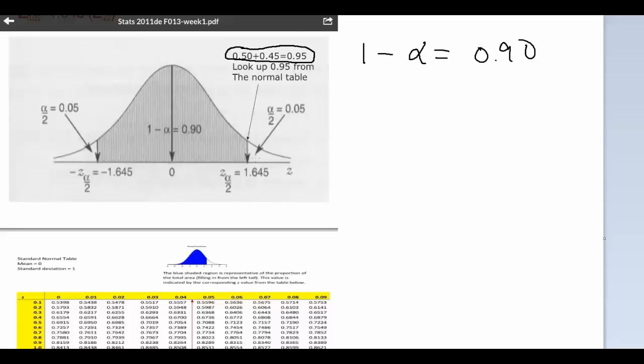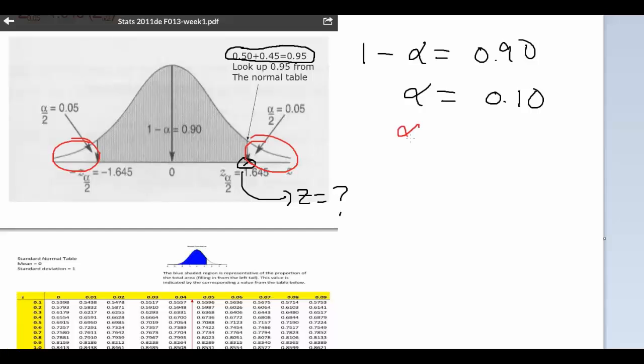90%. We're asked to find the critical value right there, what the Z value is. And to do that, I know that since that is at 90%, alpha must be 10%. We know that this is distributed evenly between the two tails here and here. So we divide that by 2, which is 0.05 or 5%. So I know that this is 5% here and 5% here.